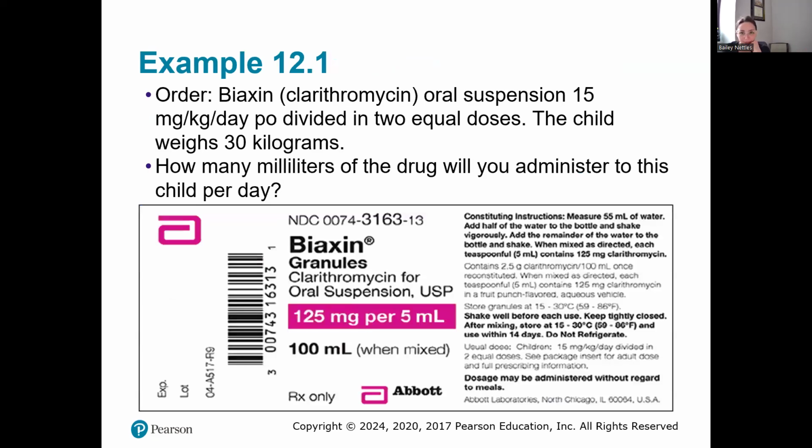All right, so now we're gonna get into math. So we have an order for clarithromycin, 15 milligrams per kilogram per day, divided into 2 equal doses, okay? But the main point is he's getting 15 milligrams per kilogram per day. They weigh 30 kilograms. How many milliliters will you administer? And this is the drug label below. I'm going to give you like 3 seconds. Pause the video if you need extra time, and then we'll go over how to do it, okay?